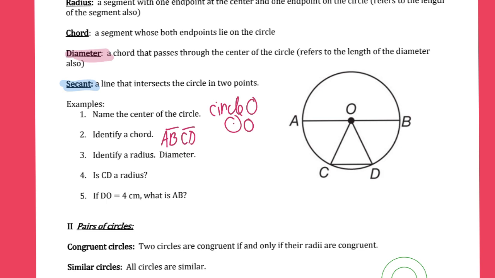A radius could be AO, could be OB, another radius could be OC, and then also OD. A diameter would be AB. And you can write segment in front of each of those measurements, or you are certainly welcome to draw a segment over it. You've got to do one or the other. You can't just do AO. You have to do a segment over it to signify it as a segment.